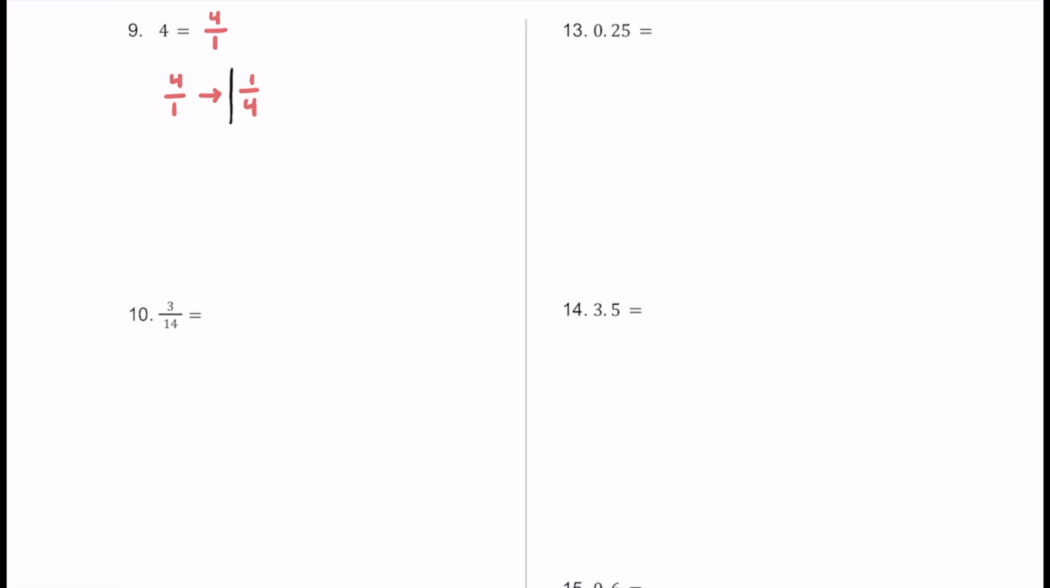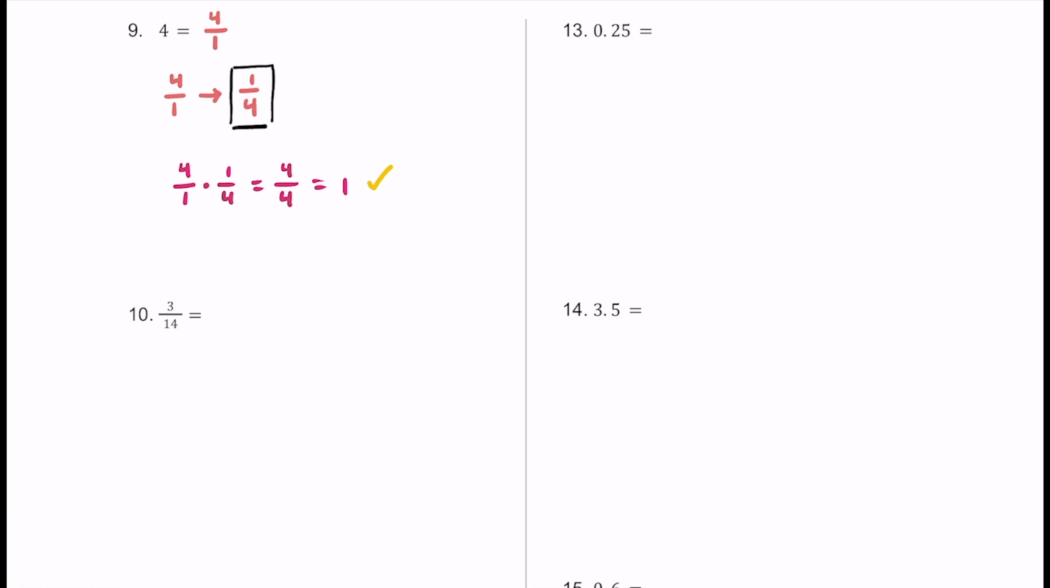So nice and quick, the reciprocal of 4 is just 1/4, and if you take the original 4 over 1 and multiply that by 1 over 4, 4 times 1 on top is 4, and 1 times 4 on bottom is 4. 4 over 4 is equal to 1, so this makes sense.